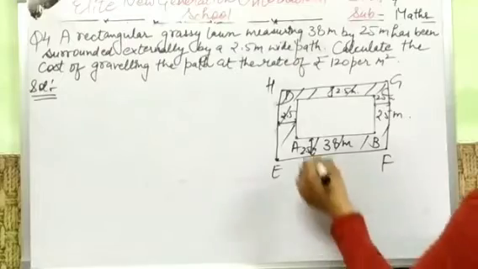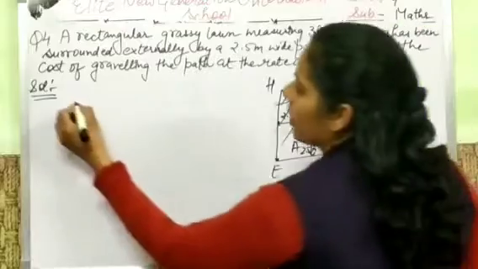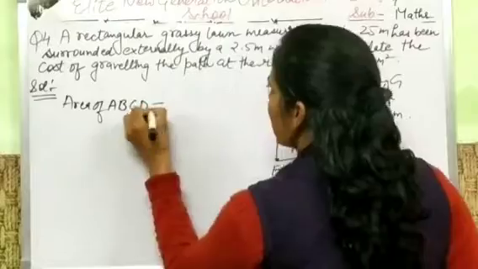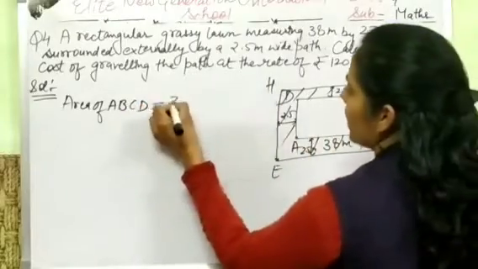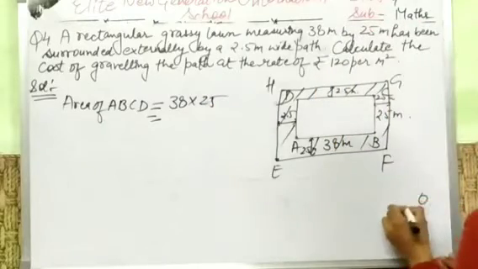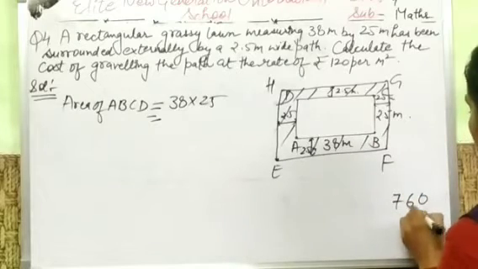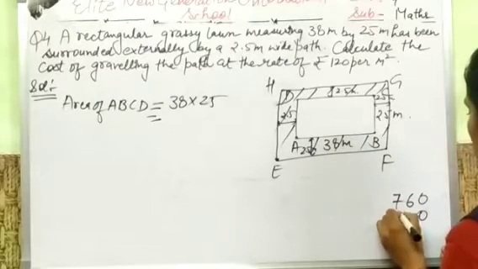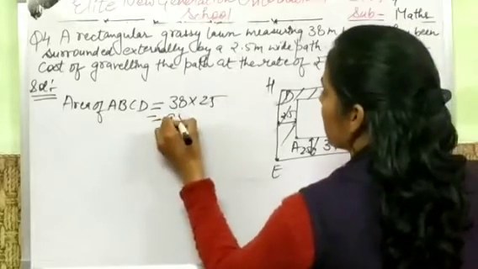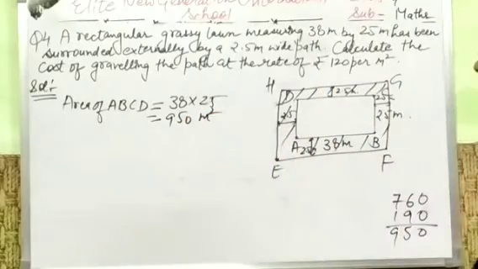So first find the area of this inner rectangle, ABCD. Because the dimensions are given, 38 into 25. So when we multiply it, we get 950 meter square. This is the area of ABCD.